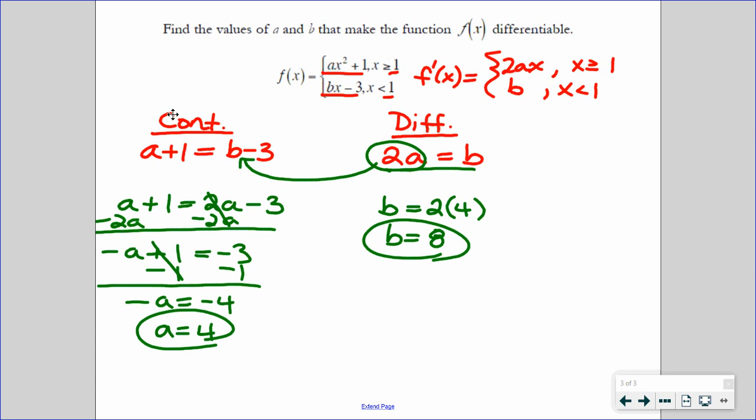Okay, so you set up one equation based on continuity, and then the second equation based on differentiability, where you're just finding the derivatives. And then you just solve the system of equations.